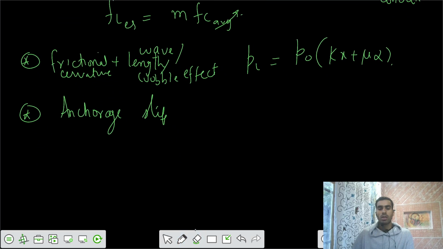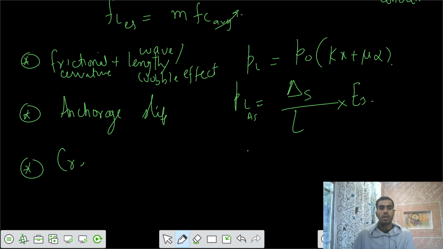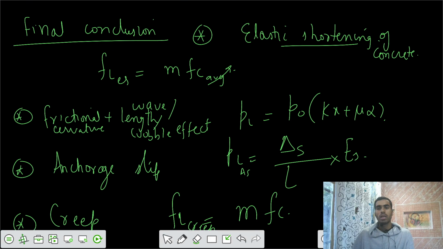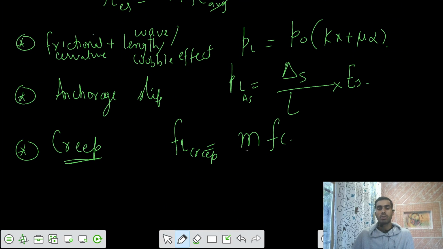Its equation was the loss of stress because of the anchorage slip. That was the total slip divided by the total length, times the modulus of elasticity. The fourth one is the creep of concrete. The loss of stress because of the creep is phi times m times fc, because of this creep coefficient phi, so phi times m fc.